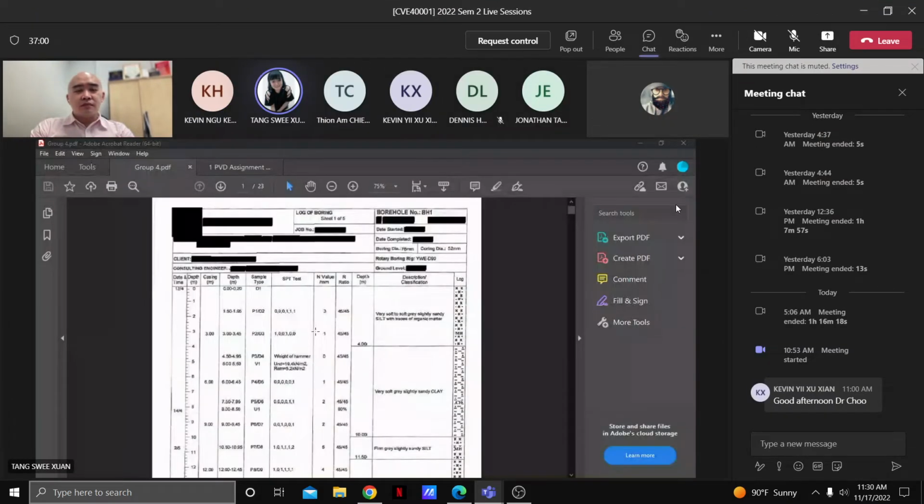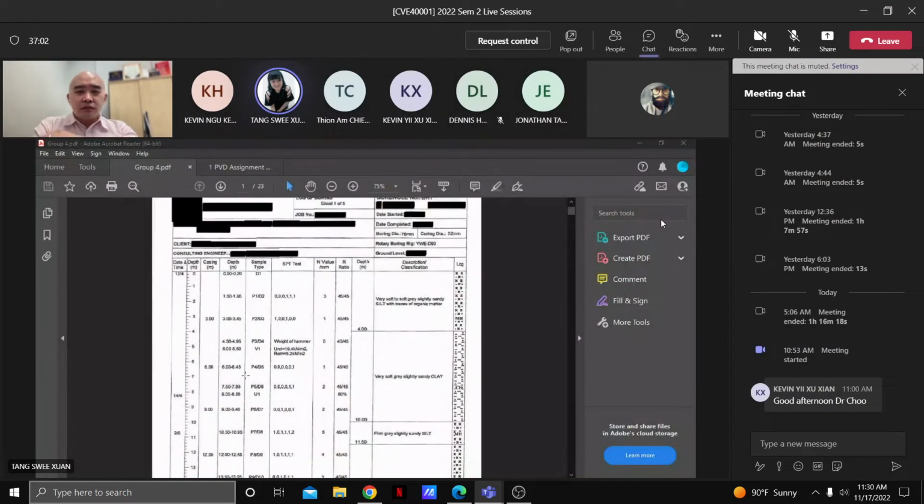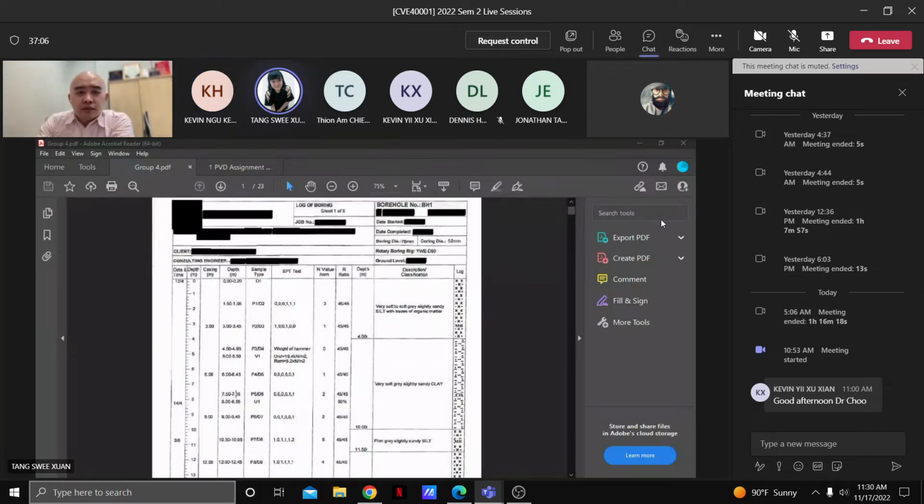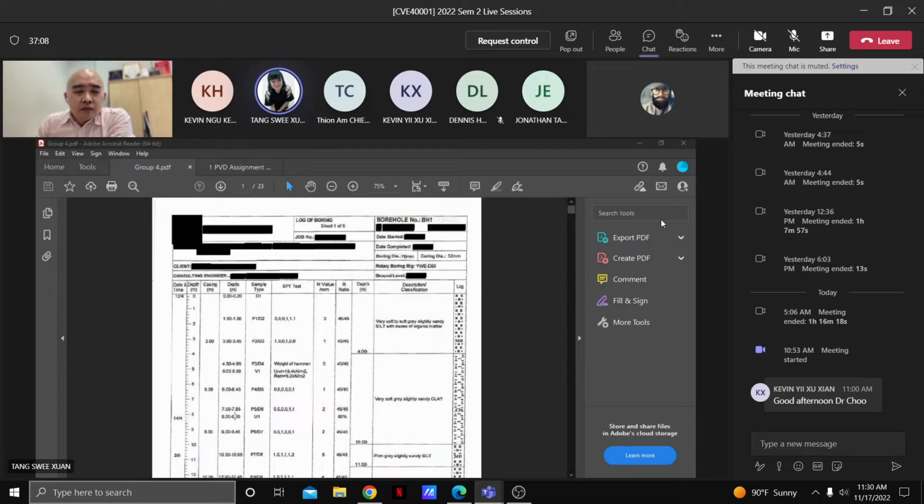For the depth we're using, do we consider the biggest one, like here the 8.5, or do we use the average, like 8.25? Either one is okay, honestly speaking. It doesn't matter too much.